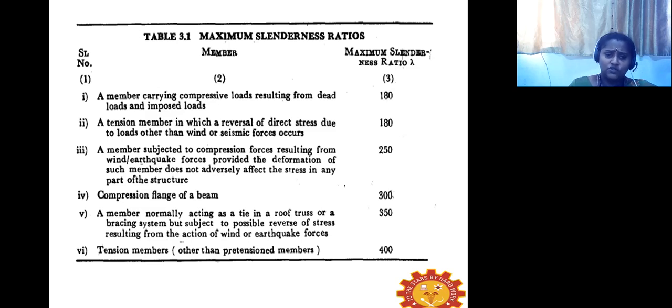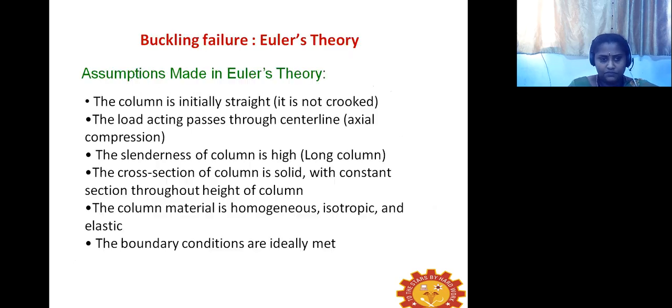These are the values which you should never forget. Whenever you start with the design of a column, you have to start with the basic slenderness ratio limitation. Next important factor is the failure assumptions. So these assumptions are completely based on Euler's theory.